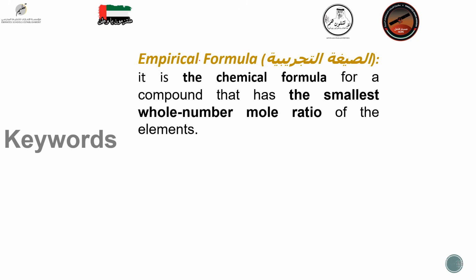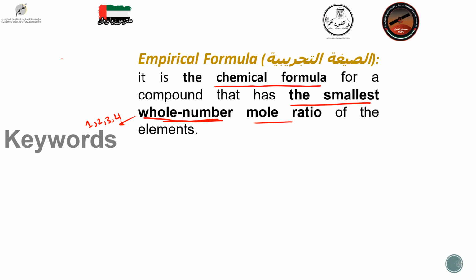Now, what do we mean by the empirical formula? So the empirical formula is the chemical formula for a compound that has the smallest whole number. What does whole number mean? Whole number means 1, 2, 3, 4, 5, 6. Okay, no decimals, no fractions. The whole number mole ratio of the elements.